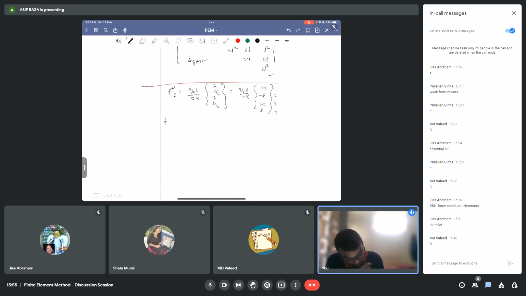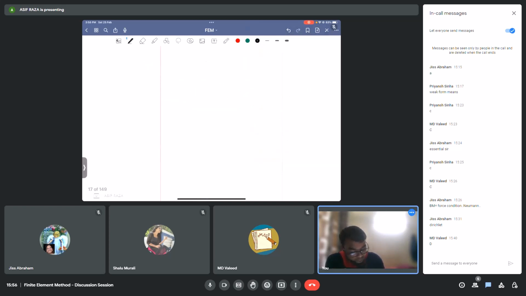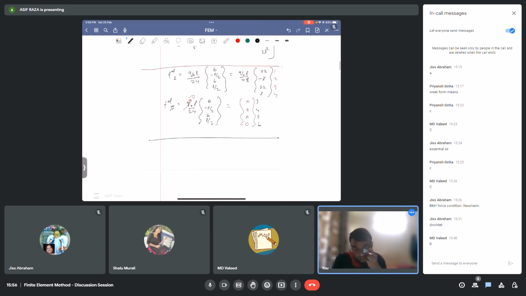Similarly, for the element 2, we can write Q naught L by 24, 6 minus L by 2, 6 L by 2, but in that case Q naught is 0, so this will be what? 0 0 0 0 for the degree nodes 3 4 5 6. These are all pertaining to my UDL.